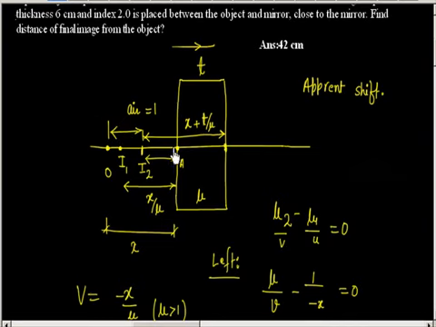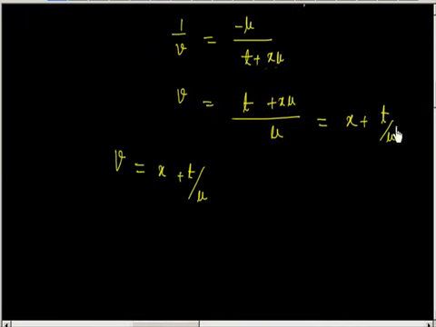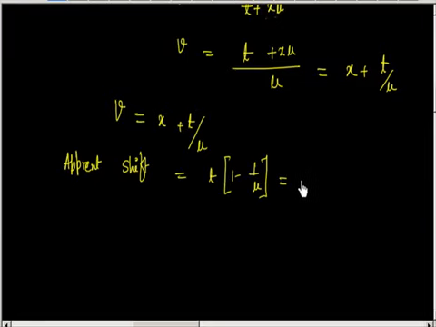So what is this distance? This distance I can write x minus x plus t by mu minus t. Are you getting or not? Because this distance is x plus t by mu minus x. So this distance I to A is equals to x plus t by mu minus t. Are you getting? So I can say this is the apparent shift. Apparent shift is x goes, and you will have t minus t by mu. So in this case, apparent shift is t into 1 minus 1 by mu.